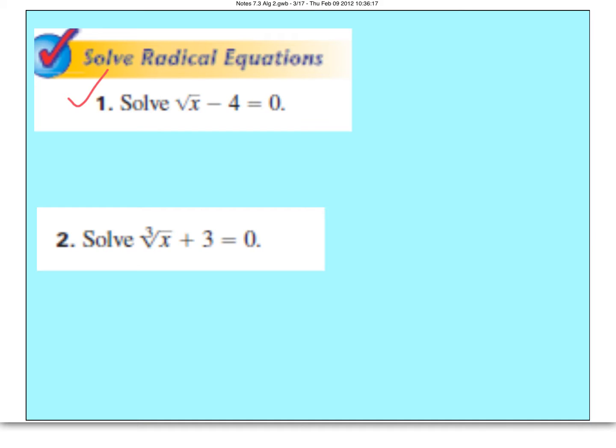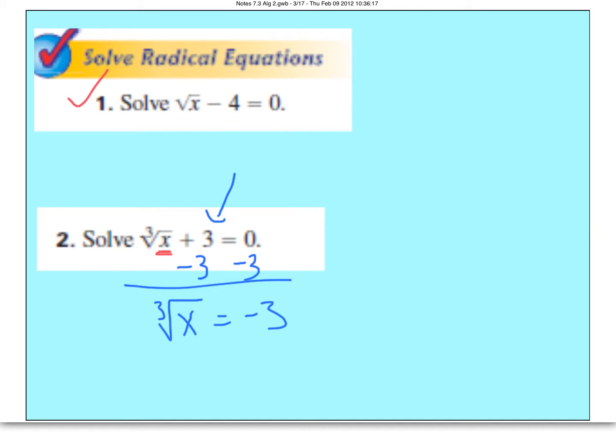For number 2, another way to look at it is isolate the x. If the x is right here, you need to move everything away from the x, and you work from the furthest and then work your way toward the x. So the plus 3 is the furthest out, therefore I'm going to move the plus 3 by subtracting 3. And I get the cube root of x equals negative 3.